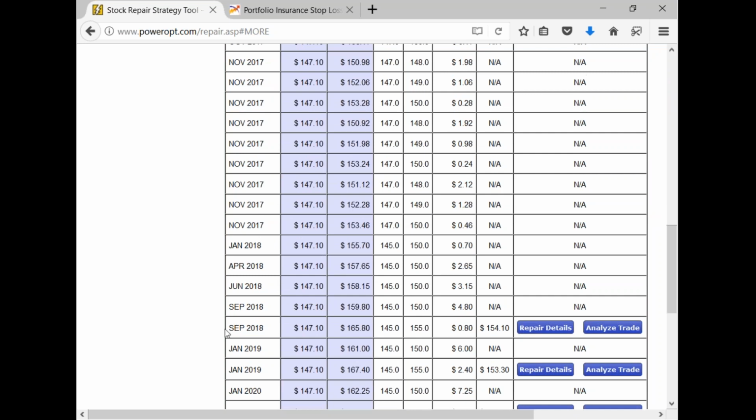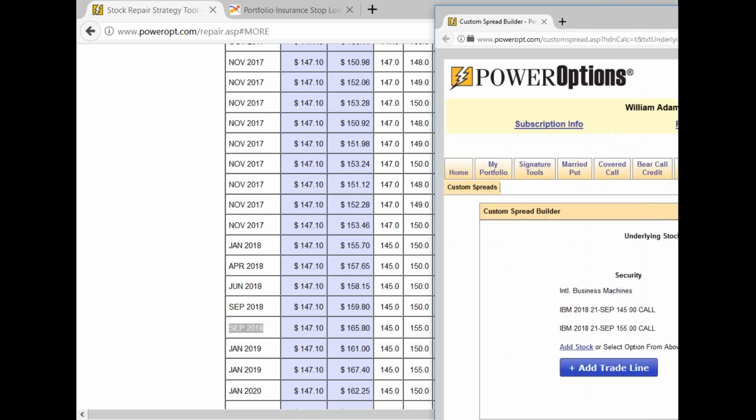So here, same thing. The first repair that's available that helps us get back to break even is going out to September 2018. Still about 9 months away. But what this does, we'll just look at the trade here. We'll look at the profit and loss chart.